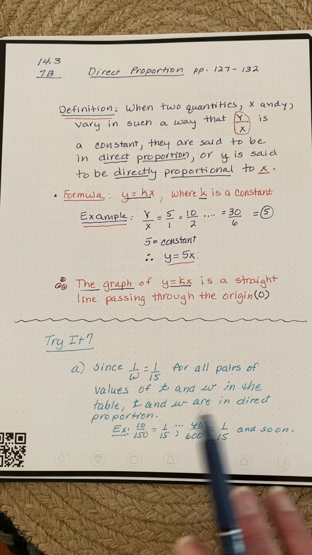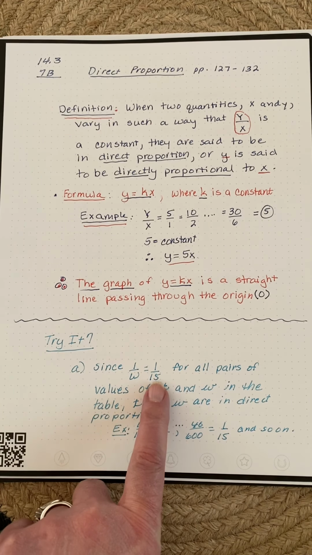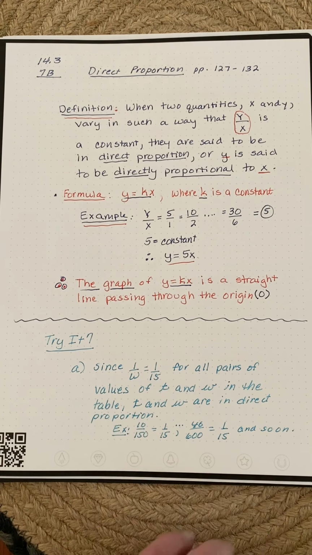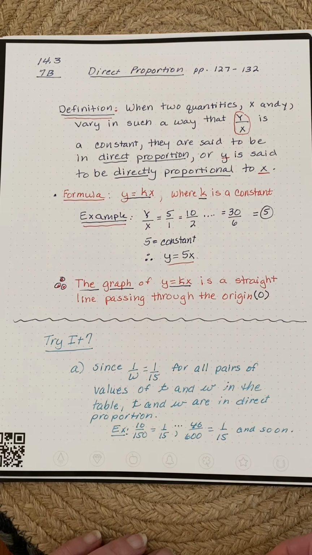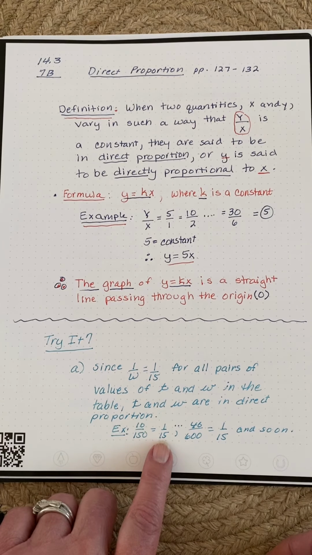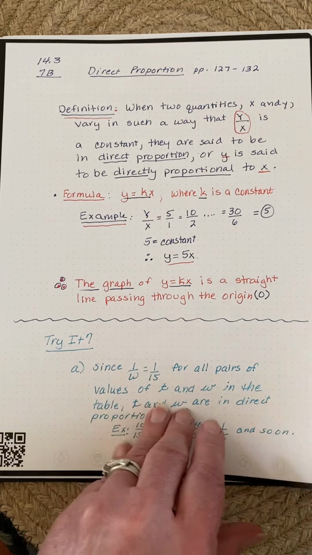That proves it. I have to try it out. And when I try it out and learn this is true for all of the pairs, I can say this with integrity. So for this reason, they are in direct proportion. And then I throw in a few examples. 10 over 150 is 1/15. 40 over 600 is 1/15, and so on.